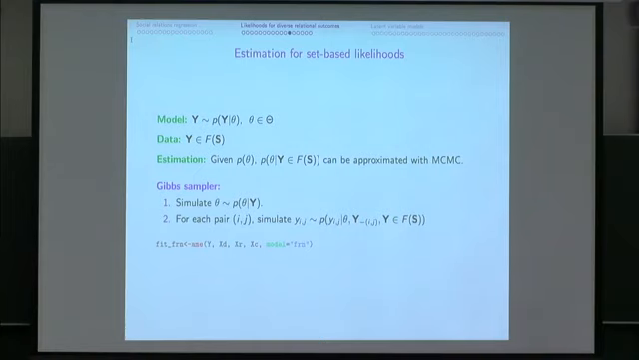Okay, and this can be done in the AMEN package. This is a fixed rank nomination model. It's not really a model, it's more of a likelihood, I would say, which is sort of a model.